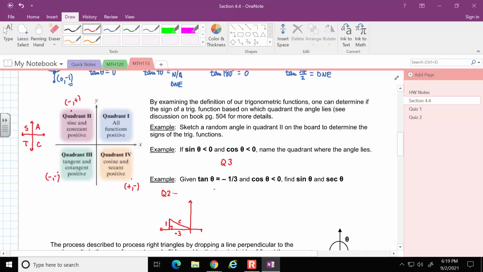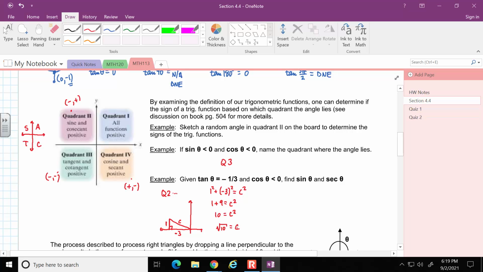I'm going to say, well, by the Pythagorean theorem, 1 squared plus -3 squared has to be equal to c squared. So I'm going to have 1 plus 9 equals c squared. So I get 10 equals c squared. Same deal, square root of 10 is equal to c.